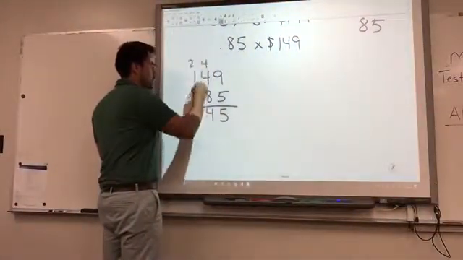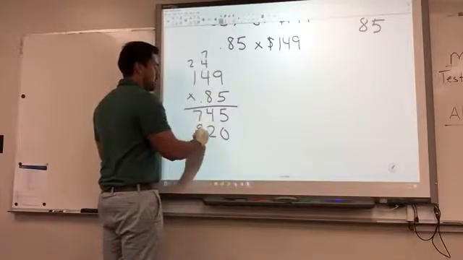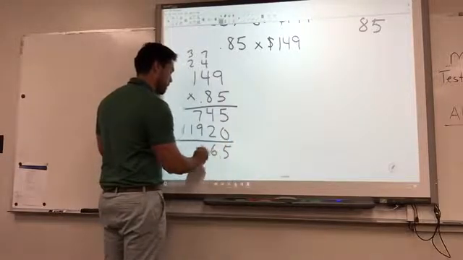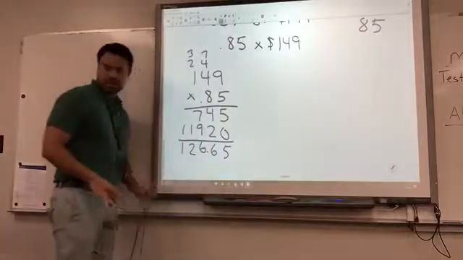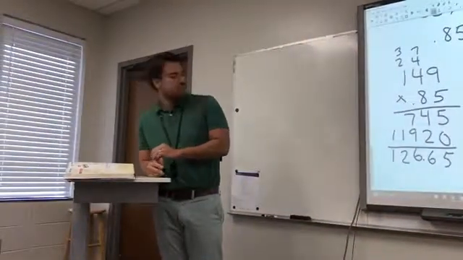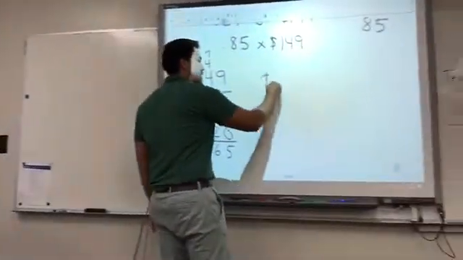All right, 45, 24, 7, 0, 72, 39, 11, 5, 6, 2, 1. Don't forget your decimal. How many got $126.65?